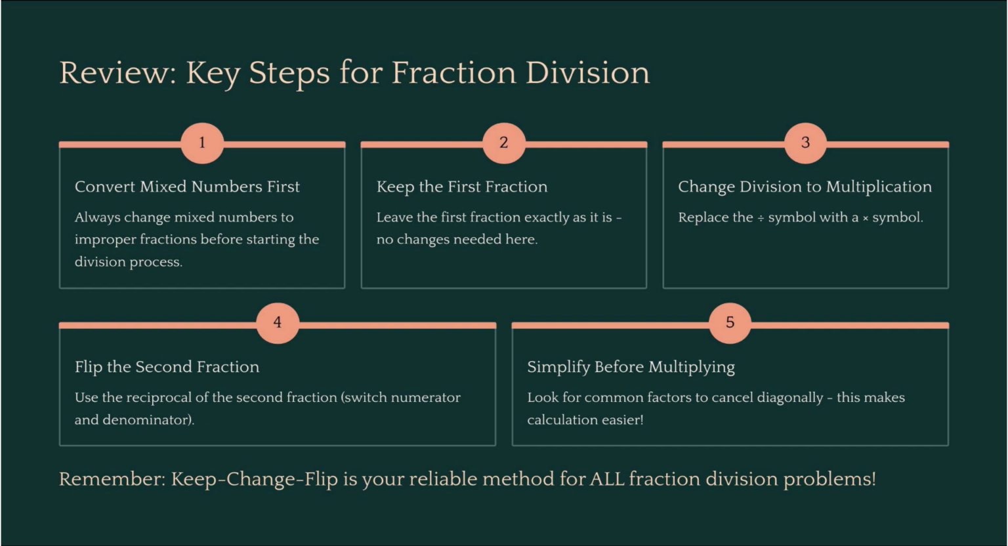Let's quickly review the checklist for fraction division. First, make sure you convert any mixed numbers to improper fractions. Second, use KCF. Keep the first fraction, change the sign to multiplication, and flip the second fraction to its reciprocal. Finally, always try to simplify diagonally before you do the final multiplication. Follow these steps every time, and you'll solve any fraction division problem correctly.